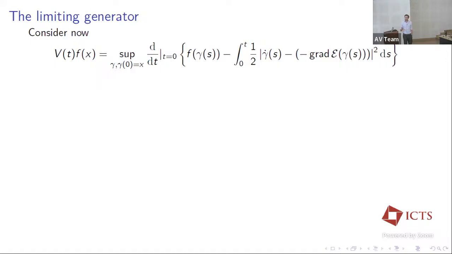So what about the limit? I made two typos here, sorry. This should be a t and this derivative is not there. Right, so this is the control semigroup. And I want to take the derivative of that and check if that indeed gives me the operator that I want.